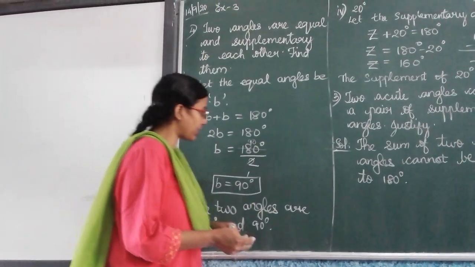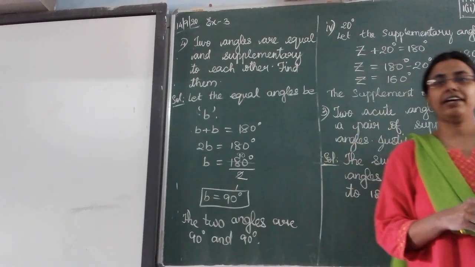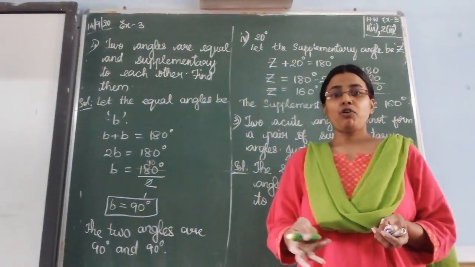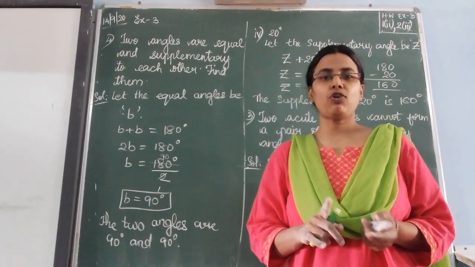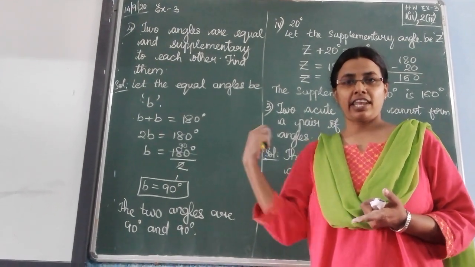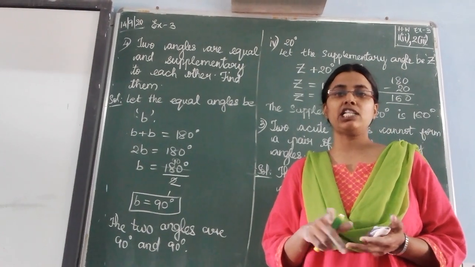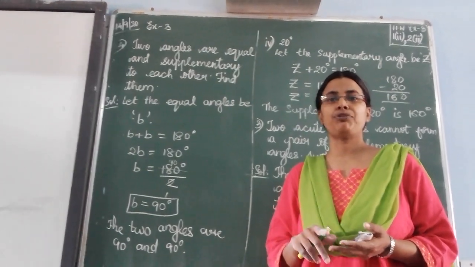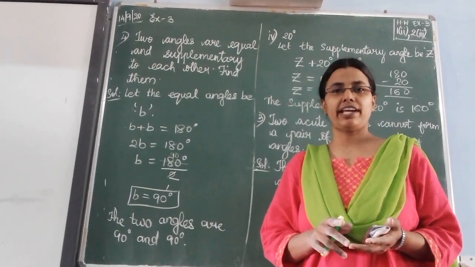Copy this in your classwork book. And we have learned about pairs of angles. In the first part, complementary angles, the sum of the angles is equal to 90 degrees. Now we have learned the second pair of angles which is supplementary angles. The sum of two angles is equal to 180 degrees.